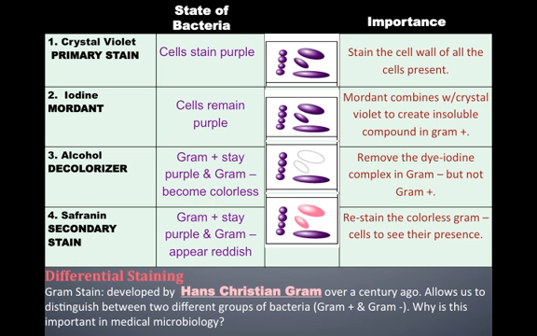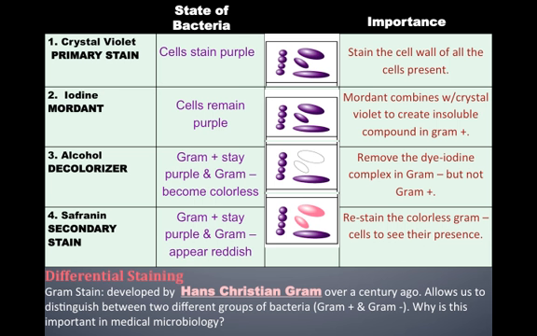Now, let's look at the first step. First, we've got our slide with the bacteria on it. We add a primary stain called crystal violet. It turns all of the cells on the slide purple. Doesn't matter if it's gram-positive or gram-negative. Everything turns purple, okay? As a matter of fact, your fingers will turn purple if you get it on you. Second step, we add iodine. Iodine acts like a mordant, almost like a sealant, so the cells remain purple. They don't change color because of the iodine, but the iodine, the mordant, actually combines with the crystal violet and peptidoglycan to create an insoluble compound in the gram-positive bacteria.